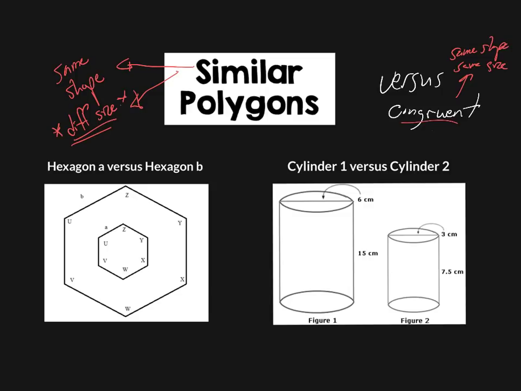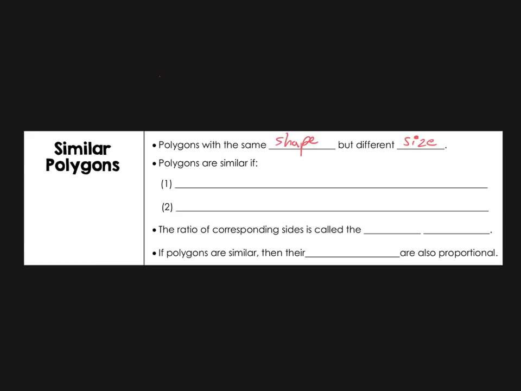So notice this little cylinder here seems to be about half the size of this. And this hexagon here seems to be considerably smaller than the bigger one. But they're both hexagons and their angles will be congruent. But the sides are in proportion, right? And we'll talk more about this.